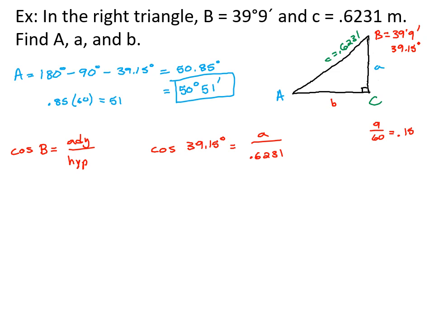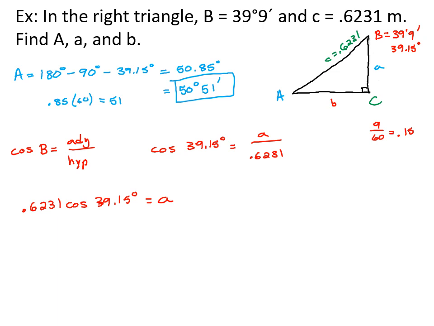Again, I already know that A and B have to be smaller than C because the biggest side of a right triangle is the hypotenuse. And so I'll multiply that across and get 0.6231 times the cosine of 39.15 degrees. That would be side A, not angle A, side A. And then we go back to the calculator.